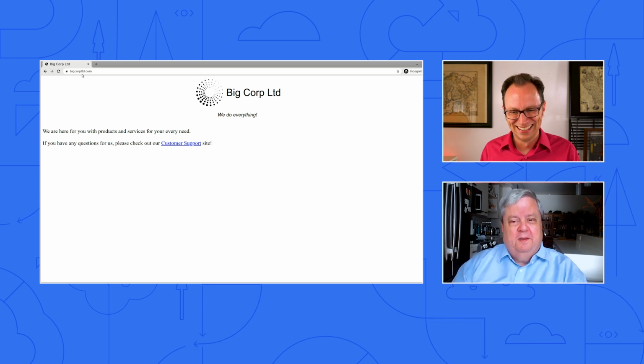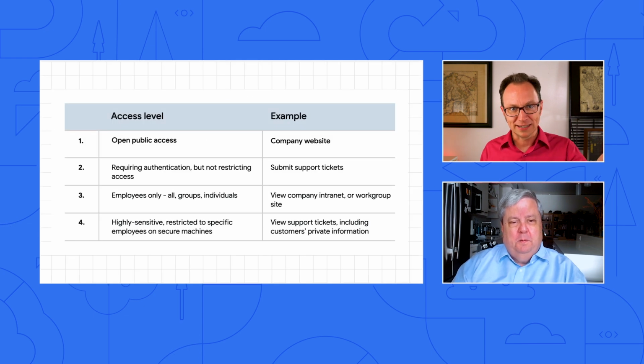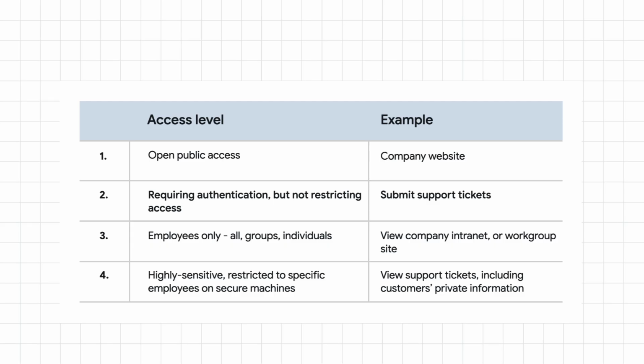All right, so cool. That was public access. Perhaps the simplest use case and maybe the least interesting one. Let's move on to the second one. I think this is a lot more interesting. So users, anybody can log in, but they must be authenticated. How does IAP do this?